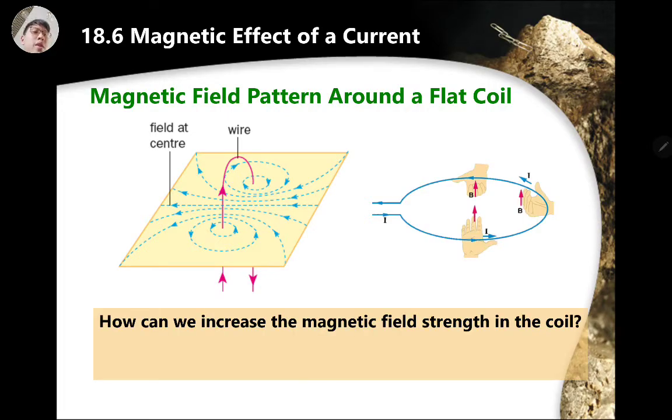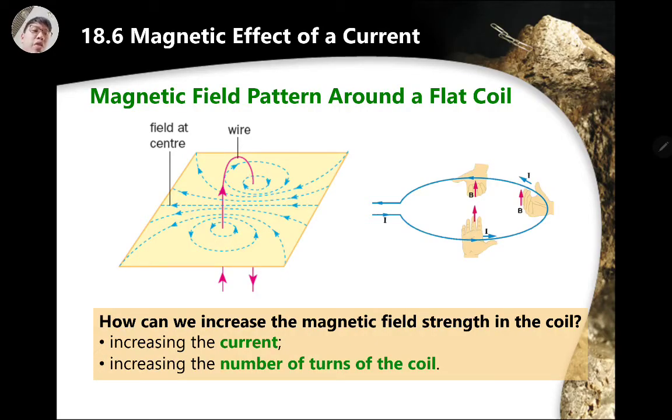What about how do we increase the magnetic field strength in the coil? Okay, how do you increase the magnetic field strength of the coil? Of course, just like the straight wire, a larger current would result in a stronger magnetic field. So a larger current flowing through the coil will result in a stronger magnetic field. So you can increase the current. What else can you do?